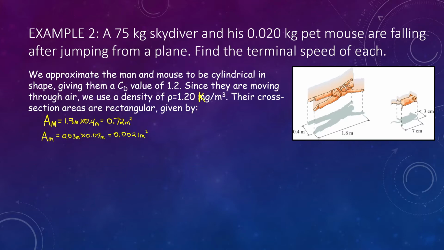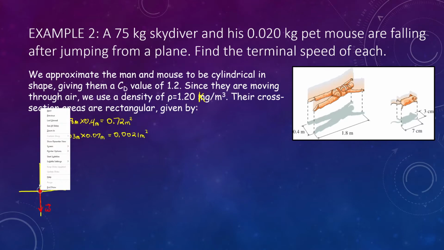With the areas known, let's go ahead and start working out our problem. We'll start with a free body diagram as always. Now, in this case, we do have a couple forces. We have the weight of the person or mouse pulling them downward, hence why they accelerate down toward the earth. And there's a drag force pulling up.